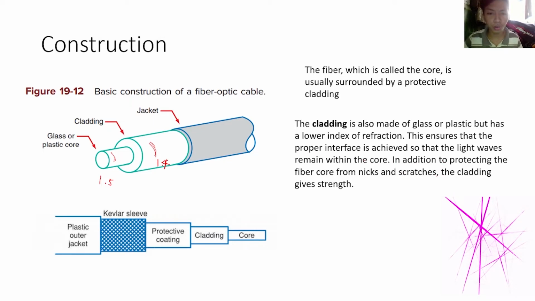Okay, so this is also the importance of the cladding. To ensure that the proper interface is achieved so that light waves will remain in the core, and thus the refraction will be lessened, or light going out of this cable. So commonly this is the construction: core, cladding, protective coating, Kevlar sleeve, and this one. This is a basic construction.